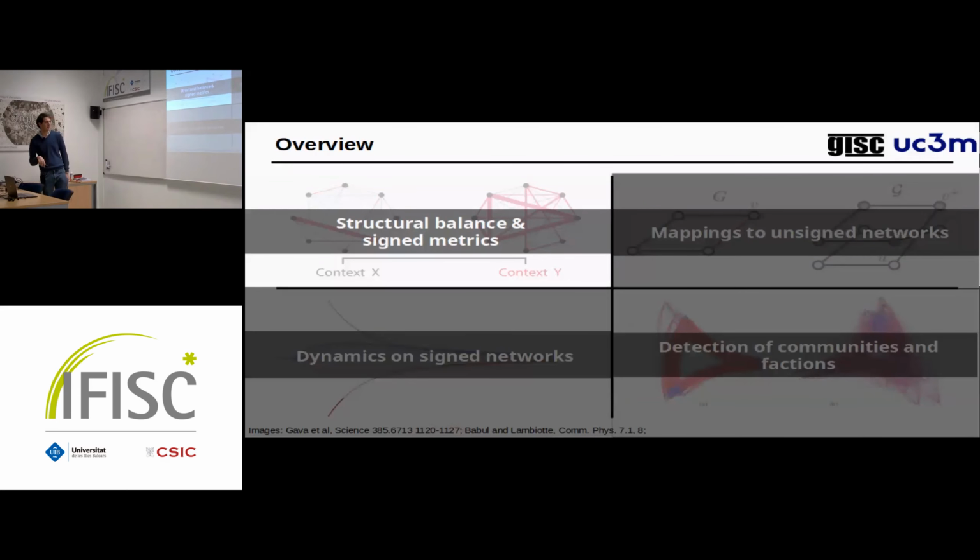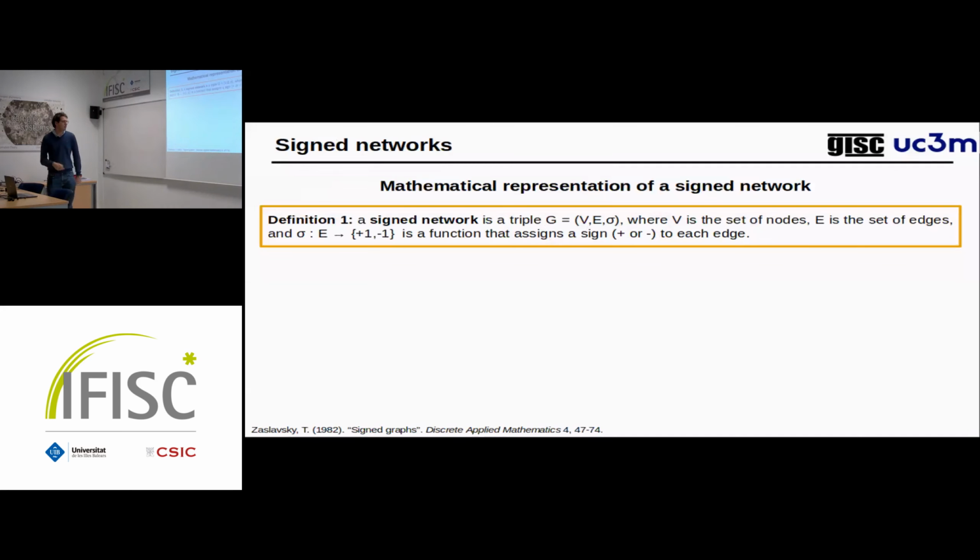Let's start with the review, especially for the people that maybe are newcomers, about what this structural balance thing is. First, let me define what a signed network is. Mathematically, a signed network is a collection of three objects: a set of nodes, a set of edges, and a function that assigns a sign to each edge.